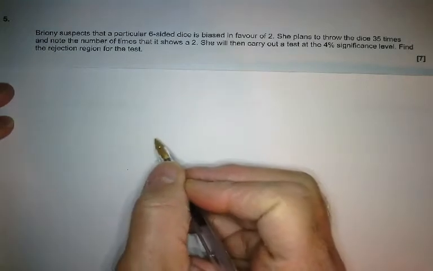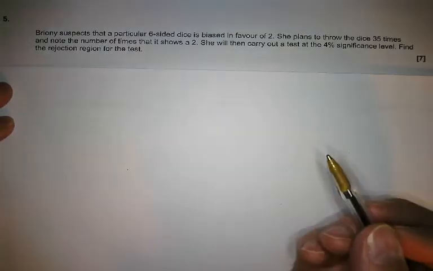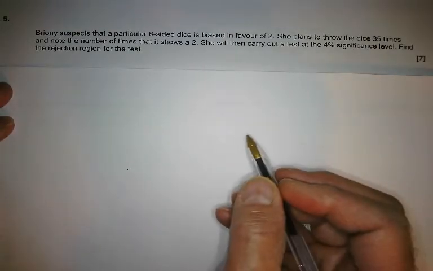So we're looking now at question 5. Bryony suspects that a particular 6-sided dice is biased in favour of 2. She plans to throw the dice 35 times and note the number of times it shows a 2. So this is going to be binomial because it's success or failure.